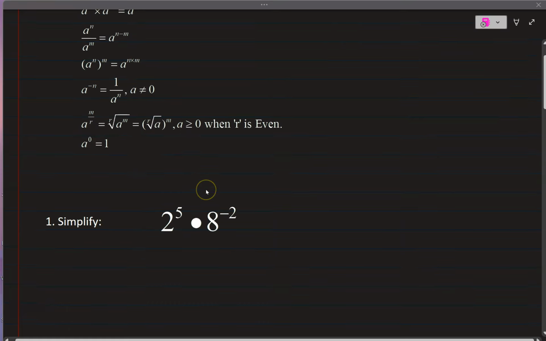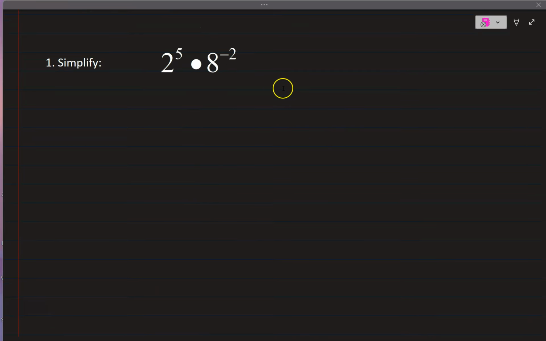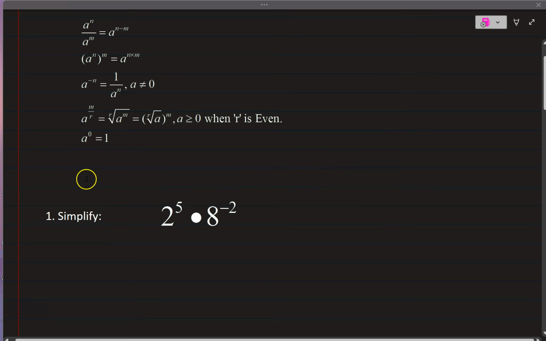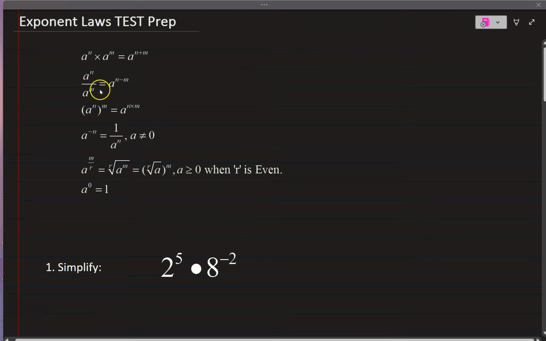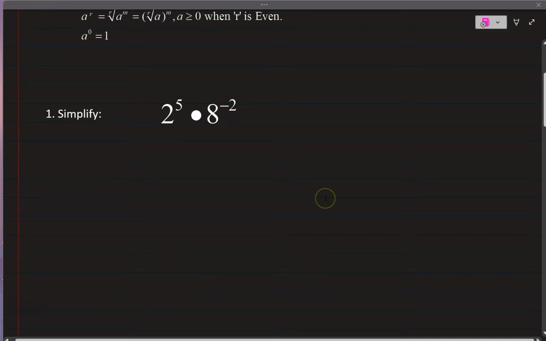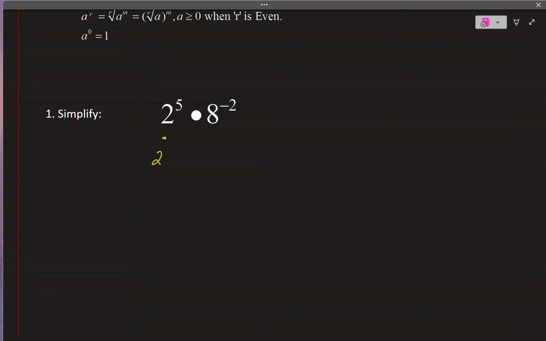Number one, simplify this multiplication. This dot means multiplication. Notice that with the exponent laws, the bases need to be the same. If they're not the same, you can't use these exponent laws. So bases need to be the same when you're multiplying and dividing. In this case, the bases are not the same, but we can make them the same. 2 to the 5th we leave alone, times 8 is 2 to the 3rd, raised to the -2.